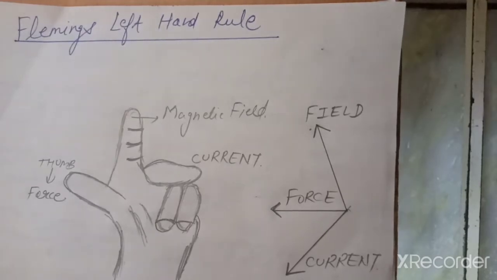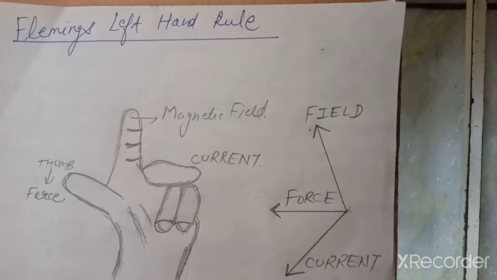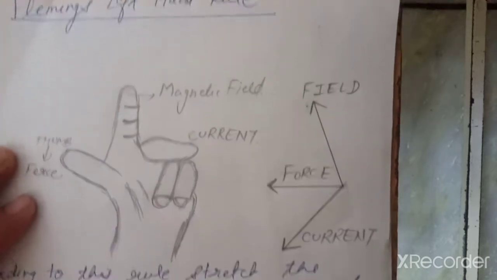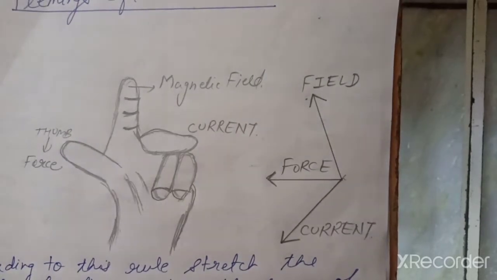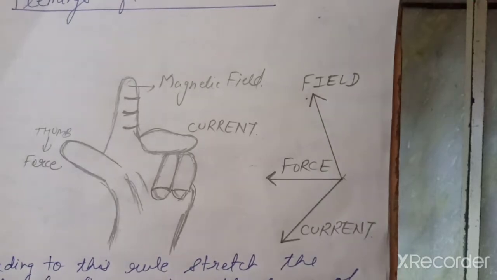Good morning students. Previously we started with the topic solenoid, and we studied the magnetic field lines and the diagrammatic representation of the solenoid. Today we are studying Fleming's left hand rule. We will use Fleming's left hand rule in the topic of the force acting on a current carrying conductor. First we have to study the meaning of Fleming's left hand rule.